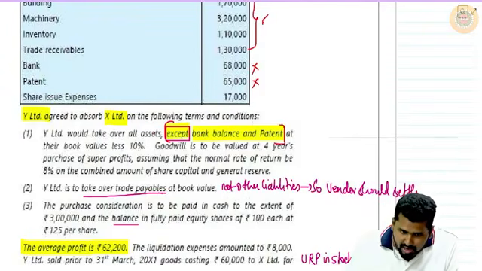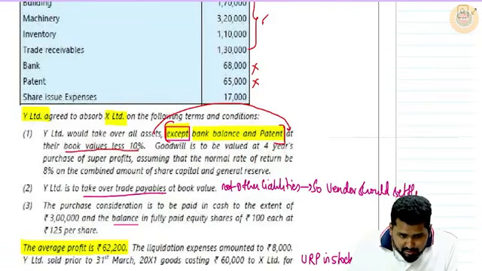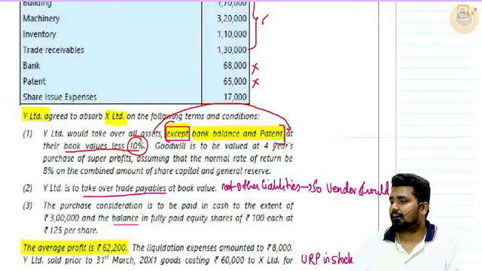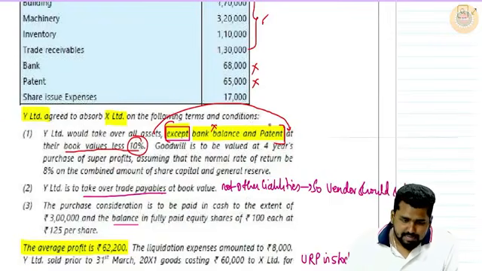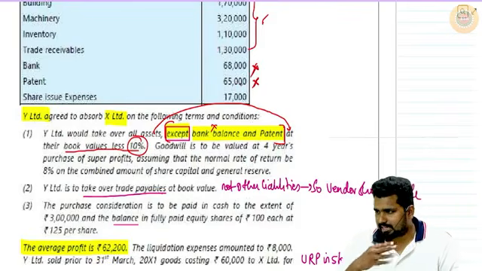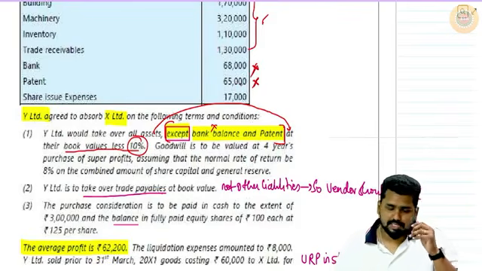Actually, stop. All assets are taken over at what? Less than book value, 10% less. Come on, what is that? 10% less, except bank and patents. They did not take bank and patents. They are leaving them. From there itself we can conclude it is amalgamation in the nature of purchase method.